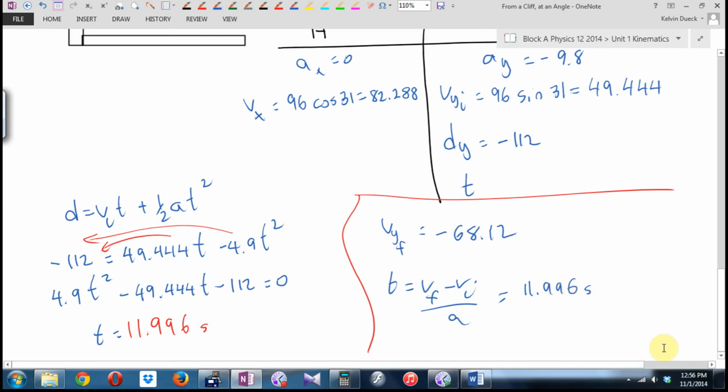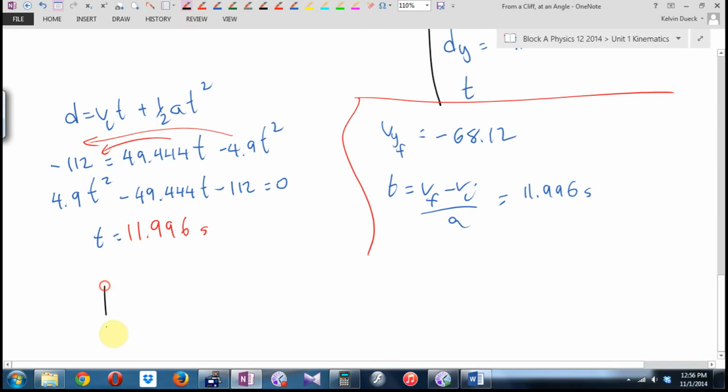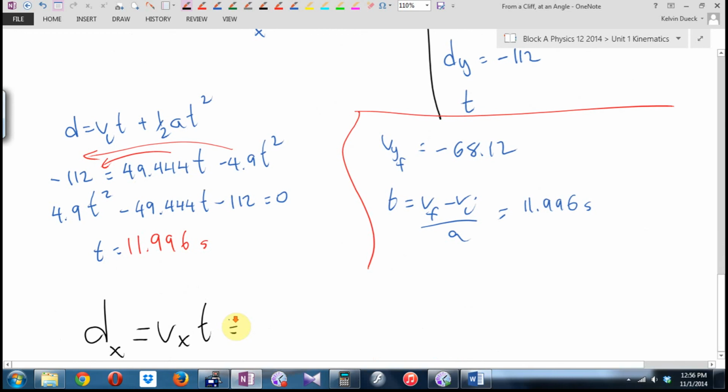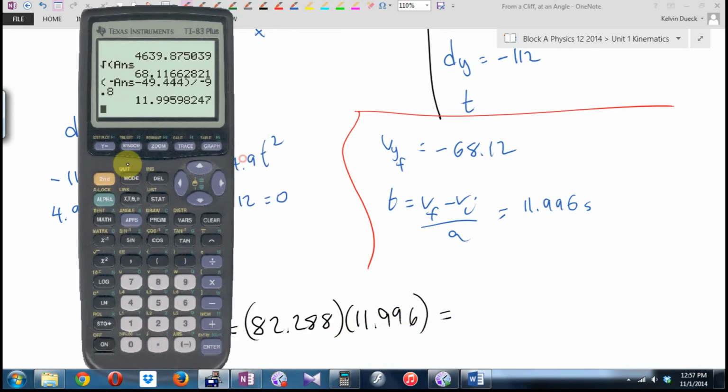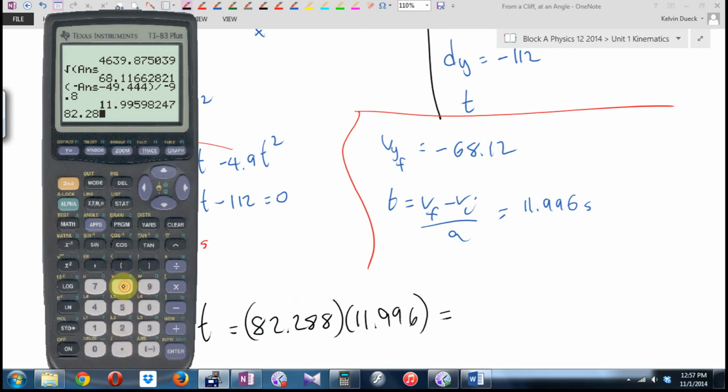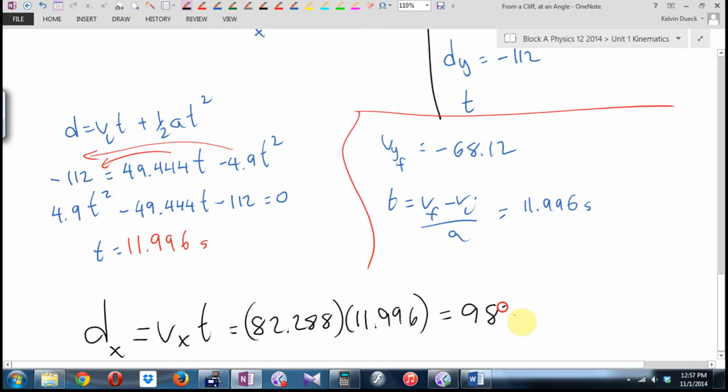Whichever approach you use is fine, but we're not done. They wanted the range. 82.288 times 11.996 gives 987. Wow, that's a launch. 987 meters. So if you got that, woohoo, you're going to see one of those on your test.